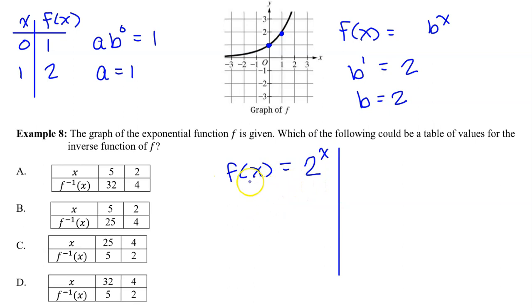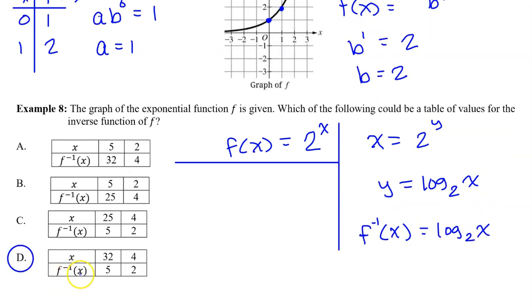Now let's find f inverse by switching x and y. So this will be x is equal to 2 to the y power. Rewriting this in log form, I get log base 2. The x and y switch places, so I have y is equal to log base 2 of x. Let me show you why I know that D is going to be the answer, and that will automatically show why A, B, and C could not be the answer. So f inverse is log base 2 of x.